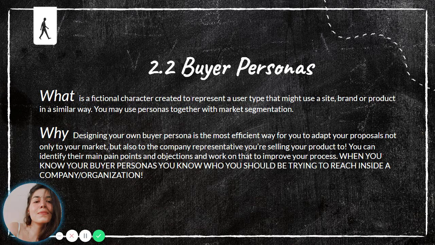The next step is buyer personas. A buyer persona is a fictional character. You create your customer, the person who buys your product. For each sub-product, you have different people with different skills to buy it, right? So you may use personas with market segmentation, and for each segment in your market, you will have different personas, people with different needs and different skills.